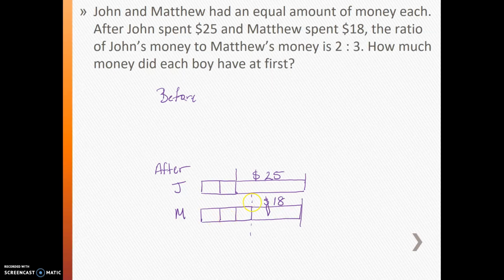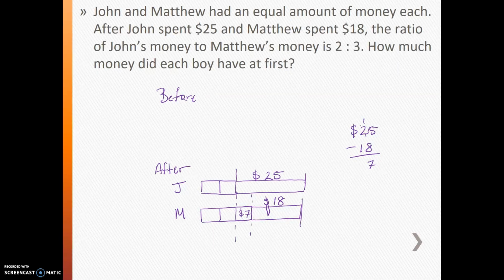So notice that Matthew has 1 unit more than John. So what we're going to do here is take the difference between the money that they spent, and assign it to that 1 unit. And that's how we're going to figure out how much money they had at first. So 25 minus 18 is 7, right? So this 1 unit right here is $7.